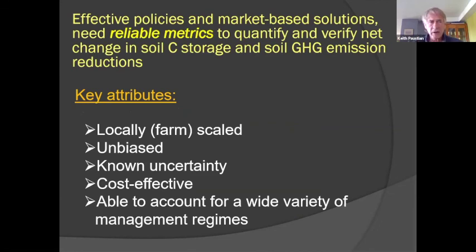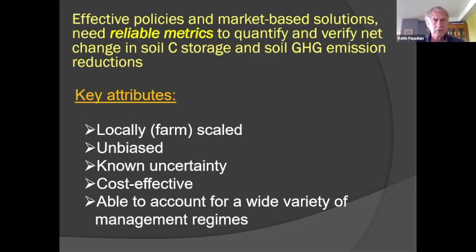So if you look at any policies, whether they're governmental policy, supply chain, or carbon markets, we really do need reliable metrics to quantify and verify the changes in soil carbon storage.